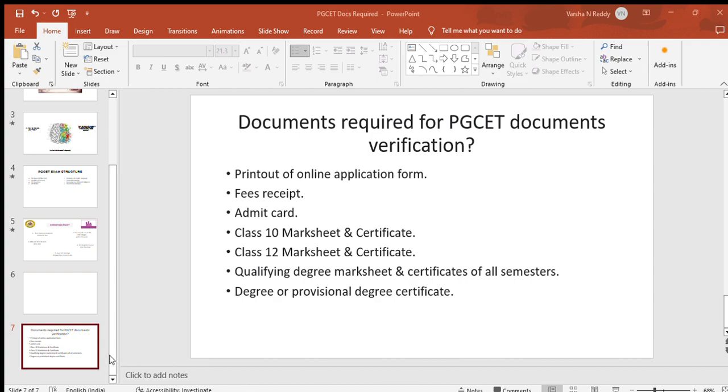Any doubts, any clarification? Students are not. Over to you, Varsha. Thank you, Kusma.